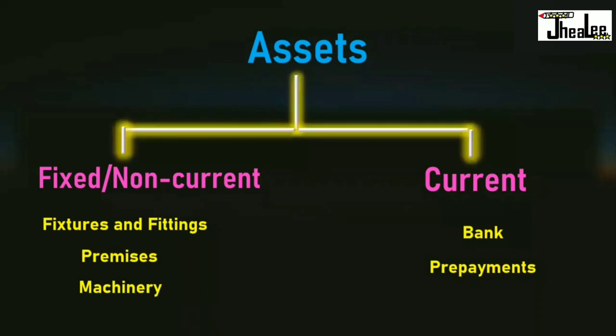Now, how is the prepayment classified as an asset? The $5,000 is not yet the utility company's money. It is the business money. So they are owing it to us. It is our money, the business money. So therefore, it is classified as an asset.